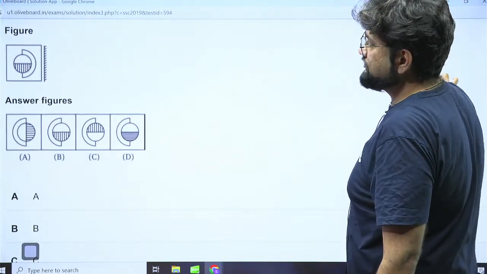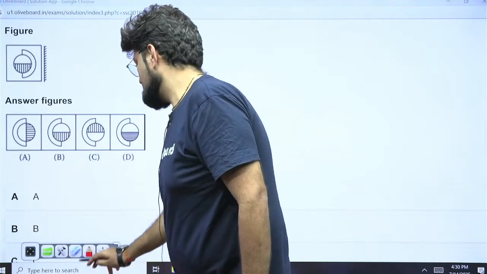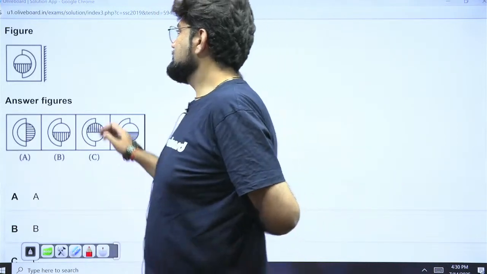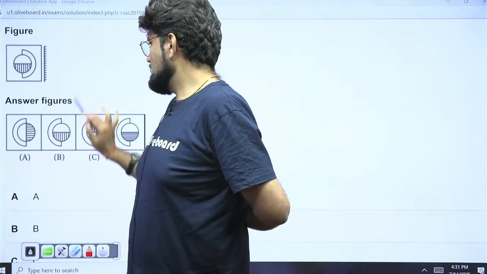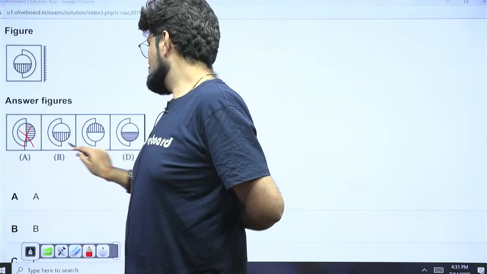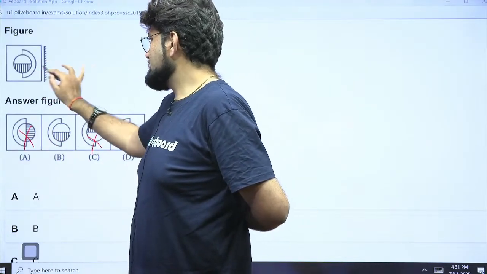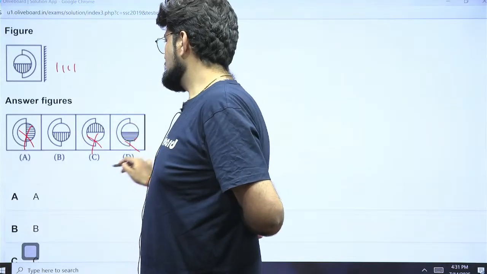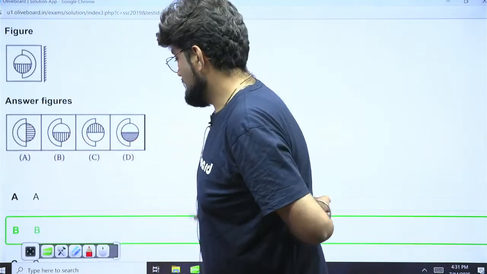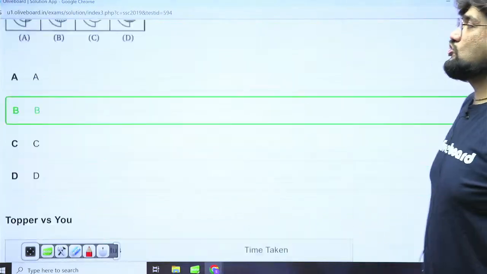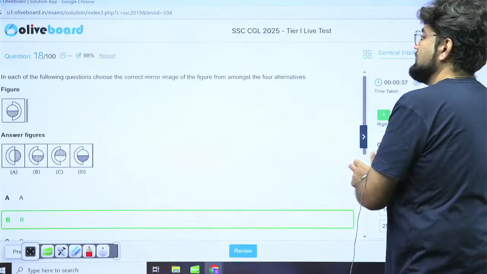Mirror image. So in this one, if you observe, this line is going to be below only. This is gone, this is gone, and these lines are going to be straight only. They're not going to go like this. So option B is the right answer. What's the hard work here? I don't understand. 17 seconds. Good job. That's the kind of speed we are looking at.